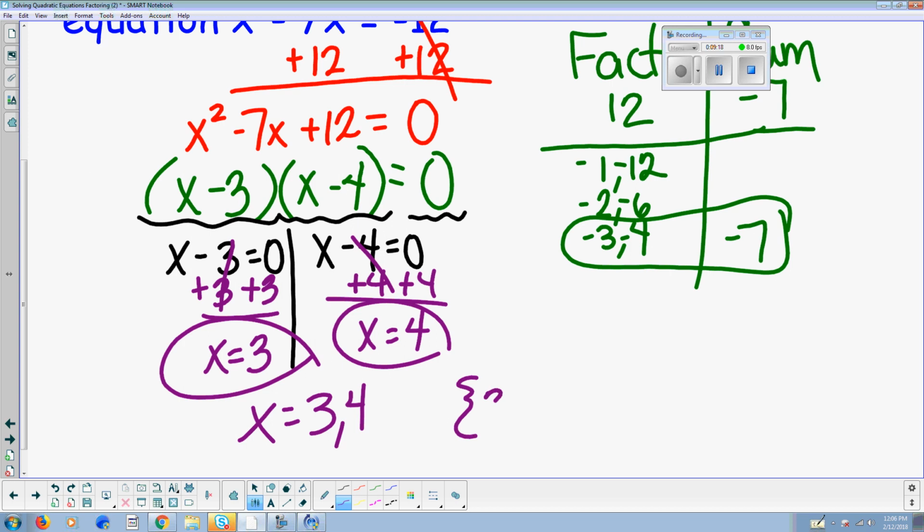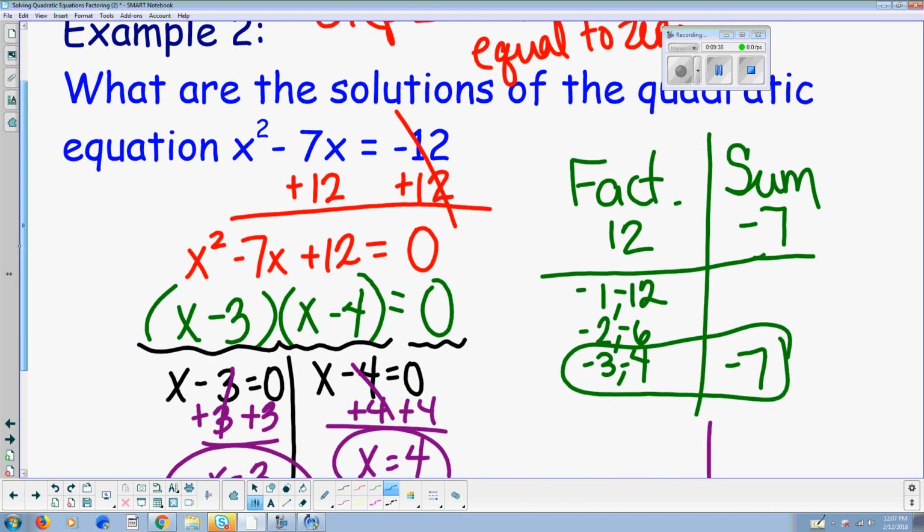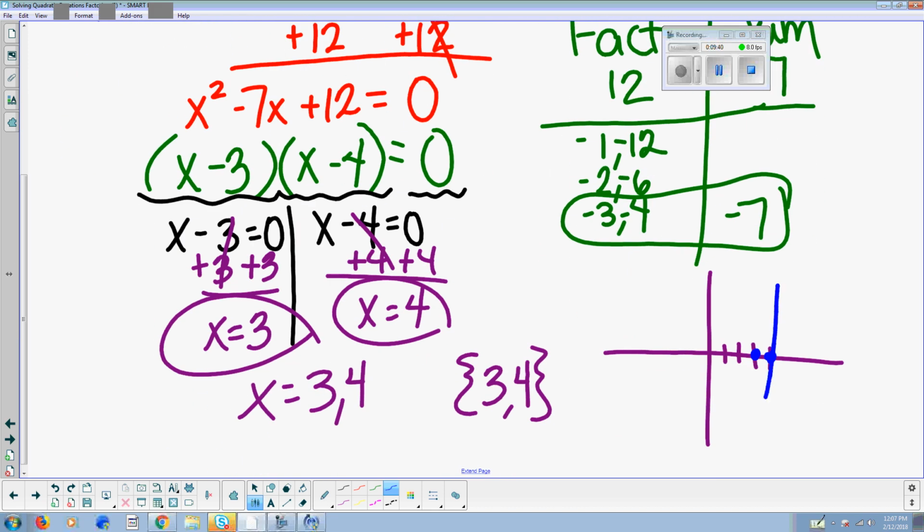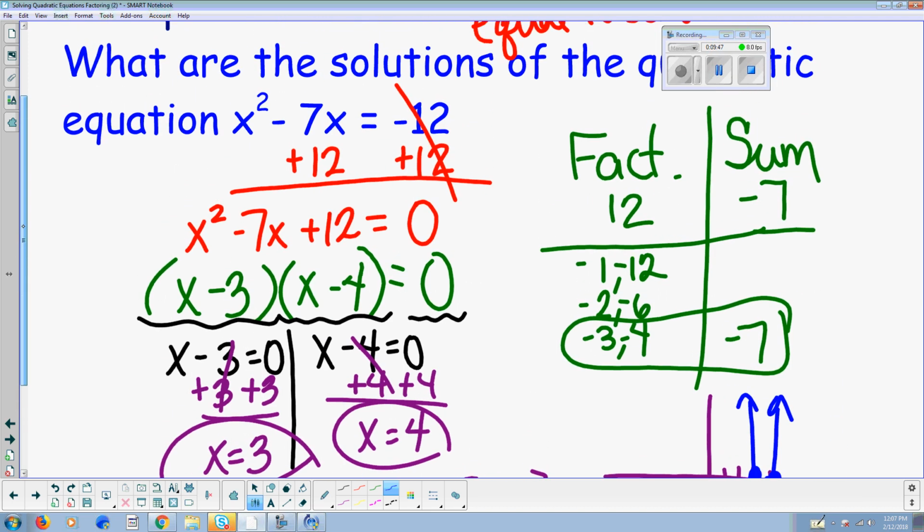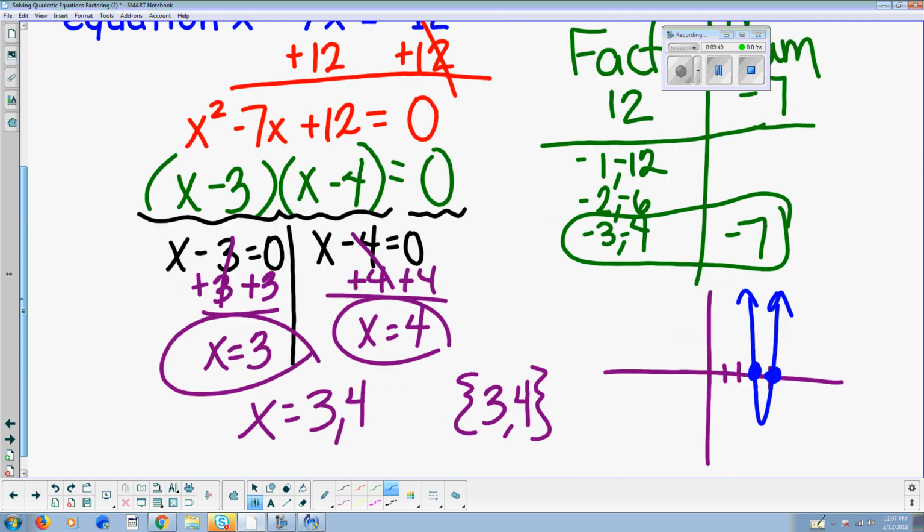I could write the solution set 3 and 4, separating with a comma. Or that would mean that graphically speaking, this particular parabola is going to cross through the x-axis at positive 3 and also at positive 4. And it is smiling. So I could have solved by graphing, looking at those x-intercepts, or without graphing, we can solve using factoring and the zero product property.